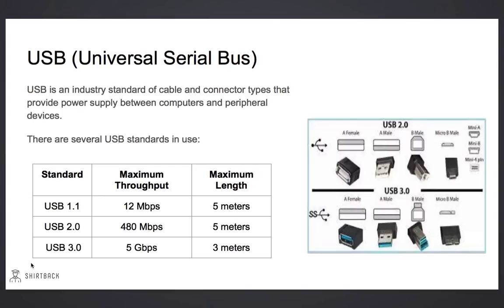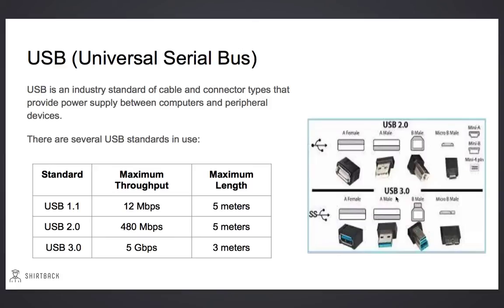USB stands for Universal Serial Bus. It's an industry standard of cable and connector types. We use them to provide power supply between our computers and a peripheral device. Here to the right, we have a screenshot of many different USB connection types. On the top, we have USB 2.0, and on the bottom, 3.0.